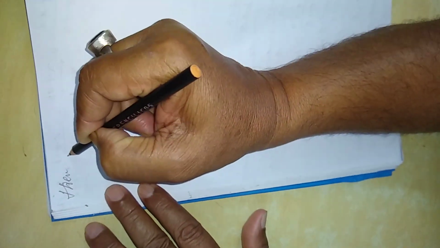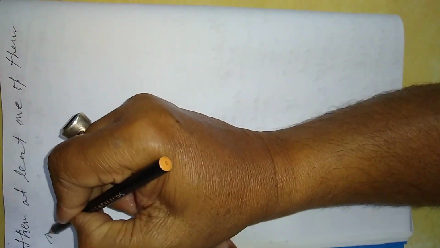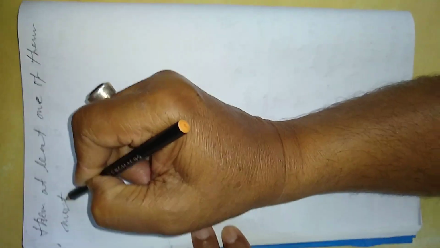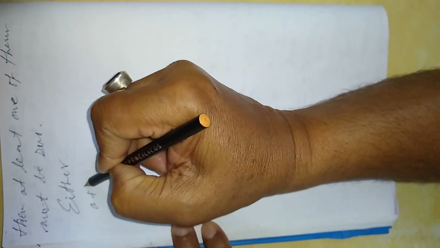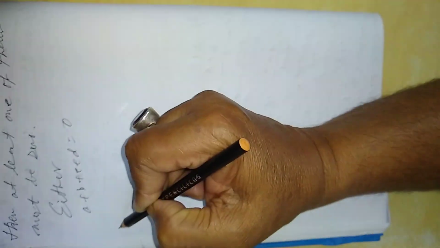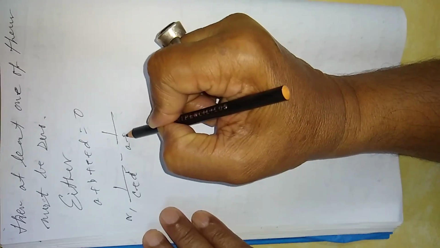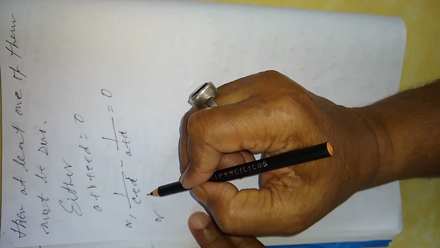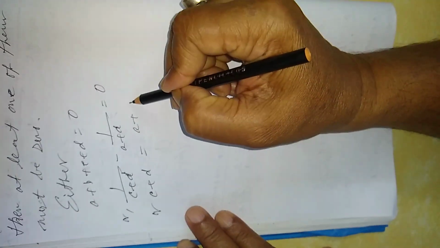Then at least one of them must be 0. Either a plus b plus c plus d is equal to 0 or 1 by c plus d minus 1 by a plus d is equal to 0. Or c plus d is equal to a plus d.